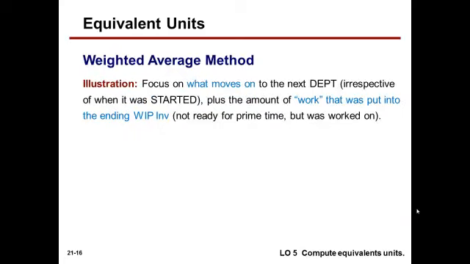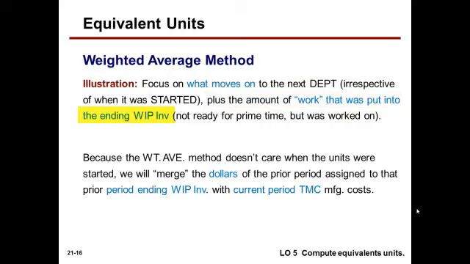Now the focus of the weighted average method is on what moves on to the next department, irrespective of when it was started, plus the amount of work that was put into the ending work in process, items not ready for prime time, but work was performed on them. Why? Because the weighted average method does not care when the units were started.